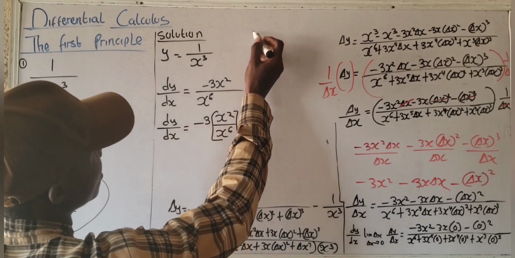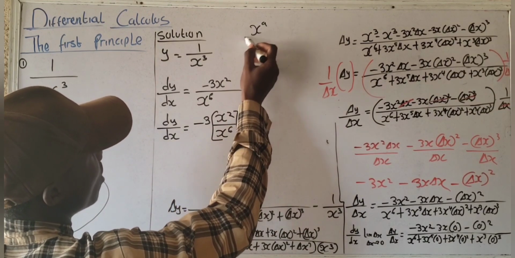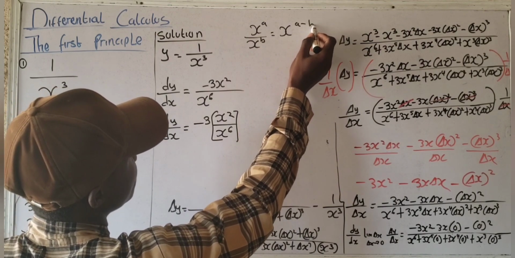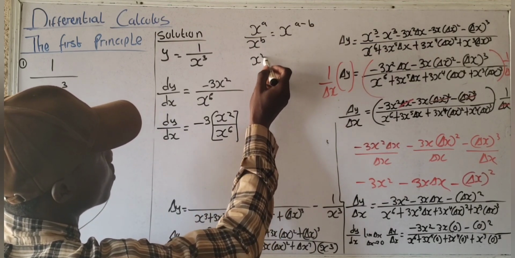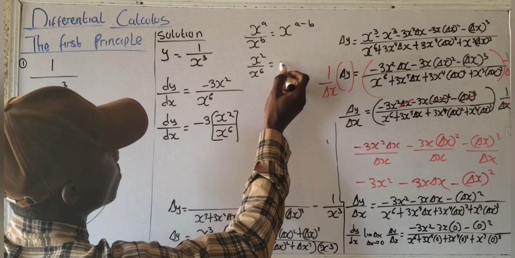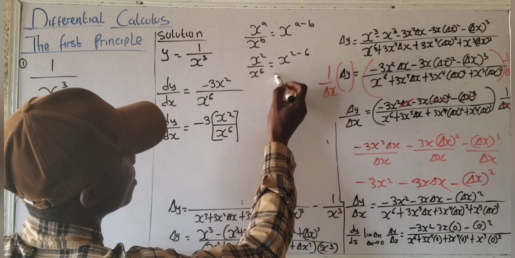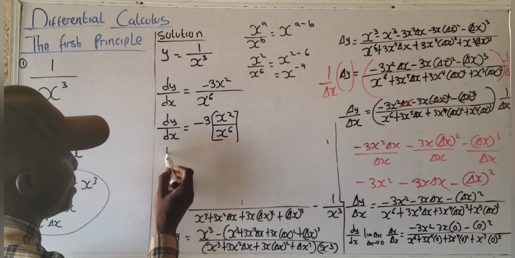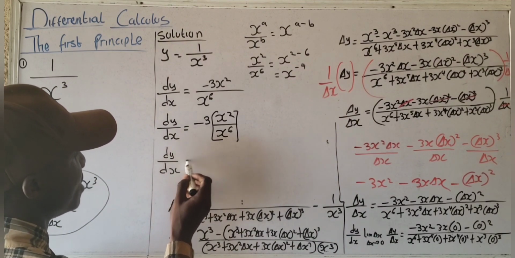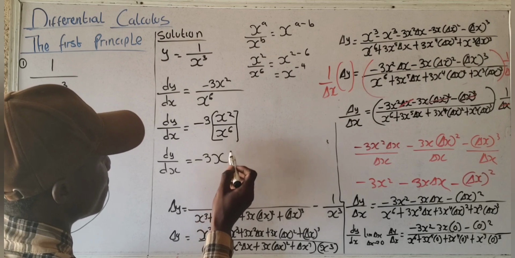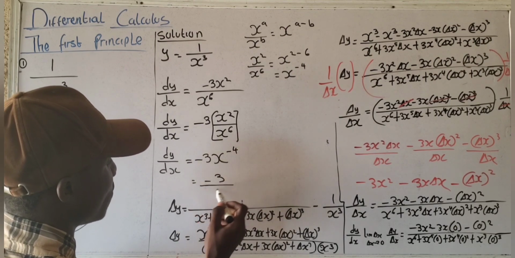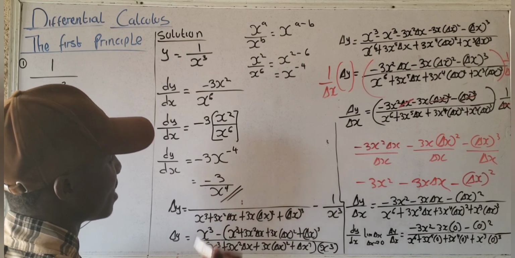According to the law of indices, if you have x raised to the power of a all over x raised to the power of b, it can be written as x raised to the power of a minus b. So x raised to the power of 2 all over x raised to the power of 6 is x raised to the power of 2 minus 6, which is x raised to the power of negative 4. So in that case, I'm going to have dy over dx equals negative 3x raised to the power of negative 4. So you can write it as negative 3 all over x raised to the power of 4, which is the final answer.